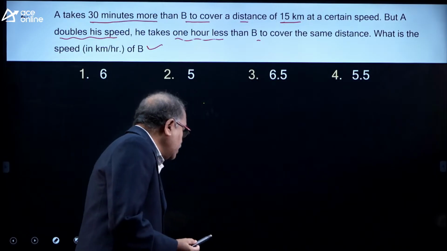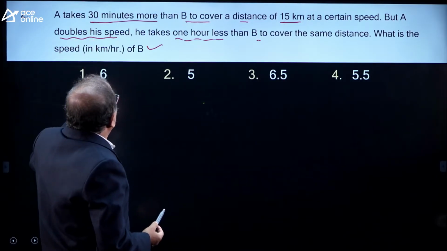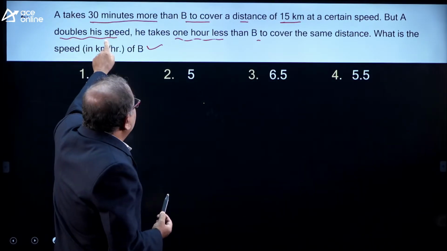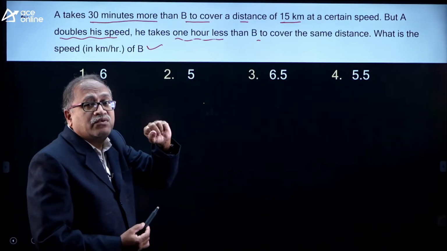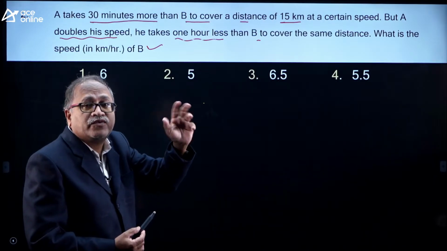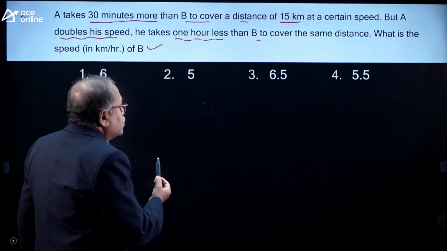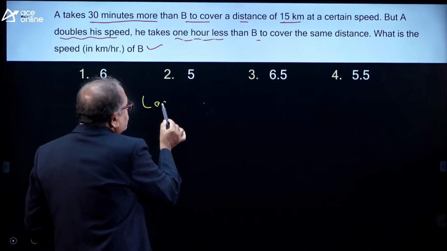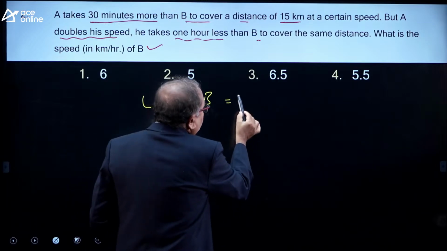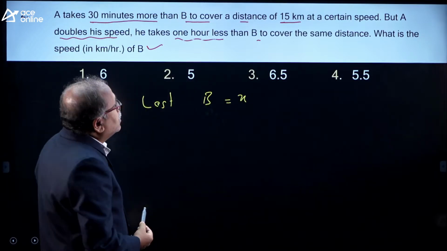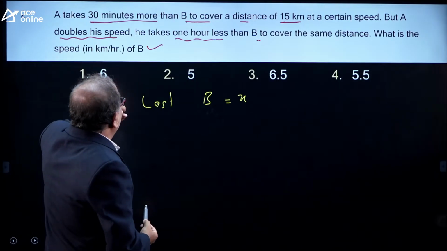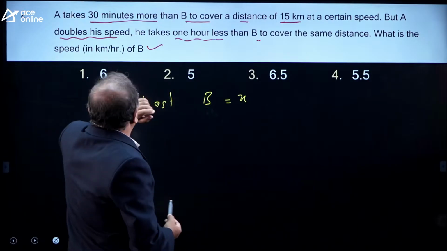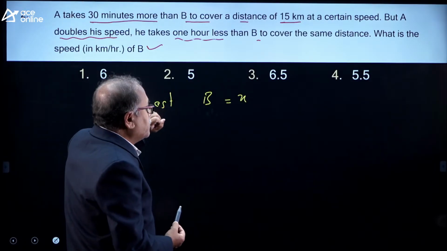In one case, A takes 30 minutes more than B. In another case, when A doubles the speed, he takes 1 hour less. What is the time difference? 1.5 hours, that is 3 by 2. So let us assume the speed of B, which I need to find out, is x. A doubles the speed, then B covers the same distance. Then what is the speed of B?